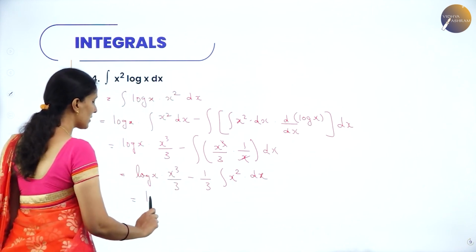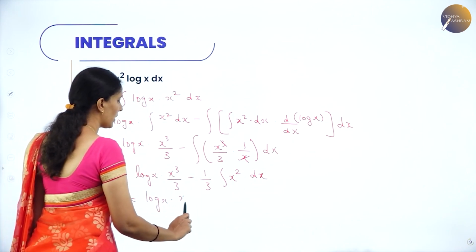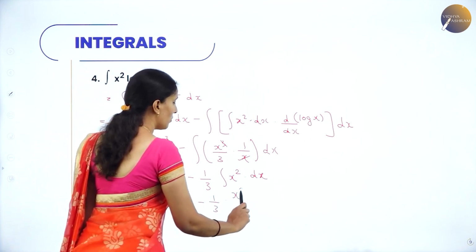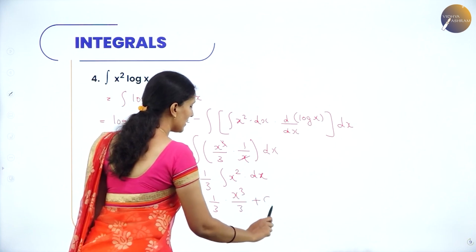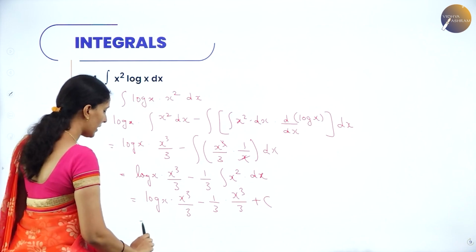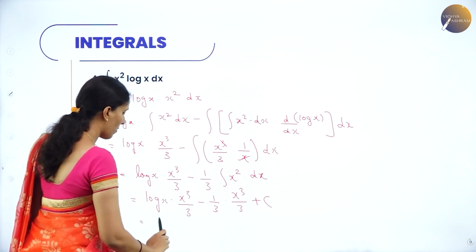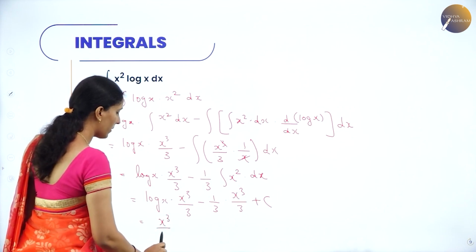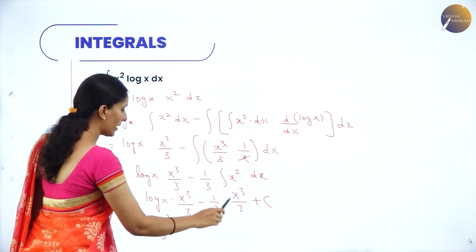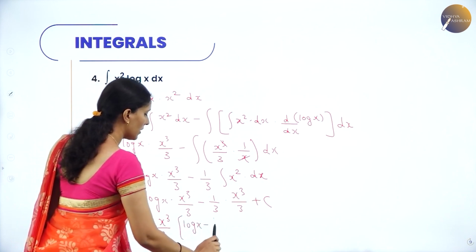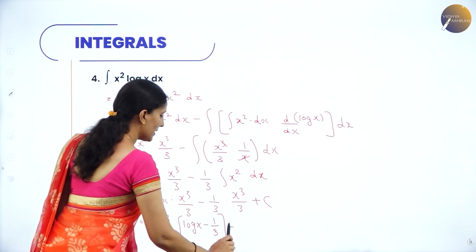So we have log x into x cube divided by 3 minus 1 by 3 into x cube divided by 3 plus c. So integration of x square is x to the power 3 by 3. So you can take x cube as a common factor. So x cube, if you take as common factor, divided by 3, you will get log x minus 1 by 3 plus c.